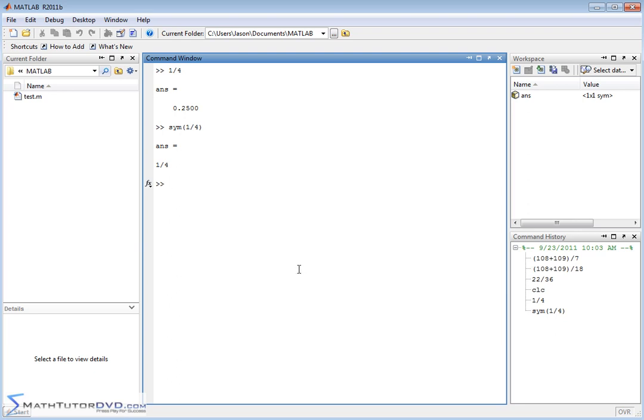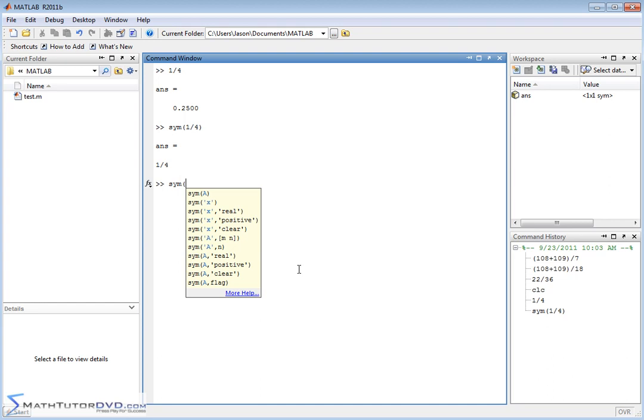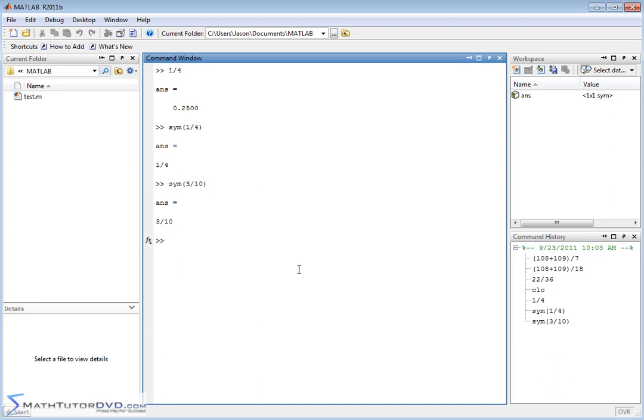So I can do this for any sort of division. I could say 3/10. And of course, it's not going to give me a decimal back. It's going to give me the fraction back.